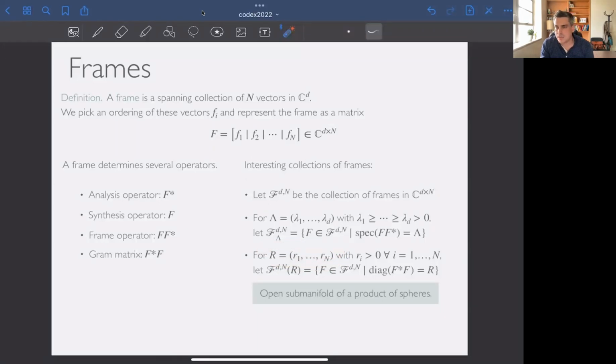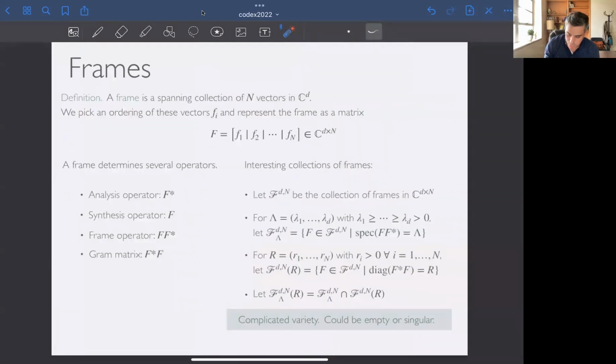This is easier to see as a well-known manifold. If I take a frame and want the first vector to have norm R1, that's just saying I want to draw it from a sphere of radius R1. If I'm drawing these independently, with no global condition like a prescribed spectrum, then I'm just picking each from a sphere of a certain radius. Because of the full rank condition overall, this becomes an open submanifold of a product of spheres, another familiar type of manifold.